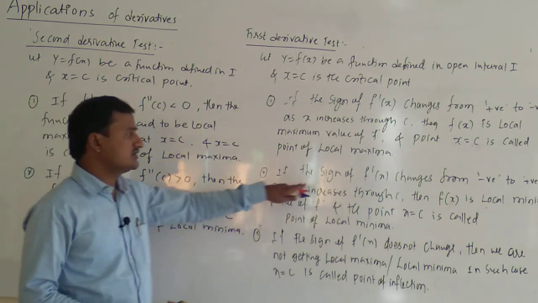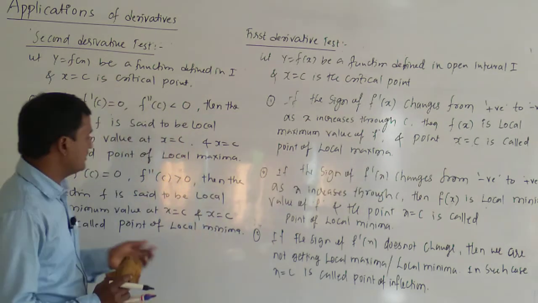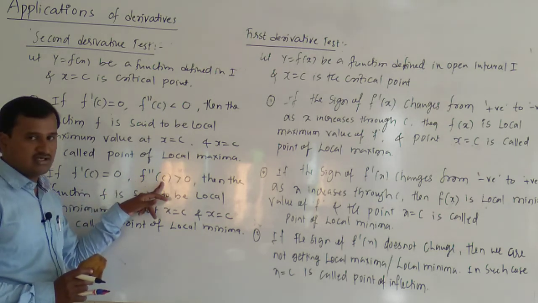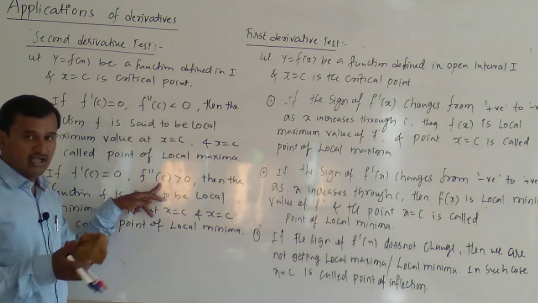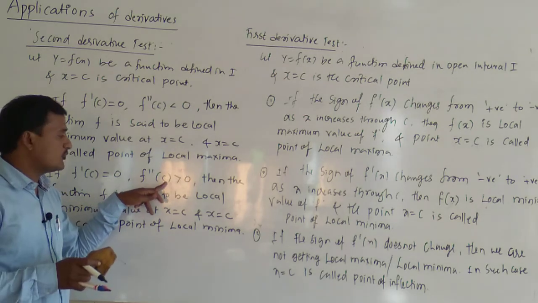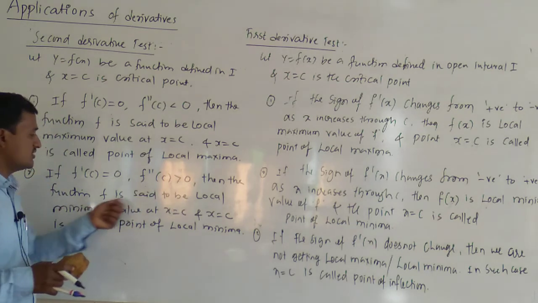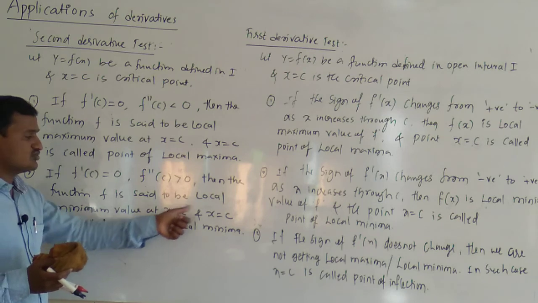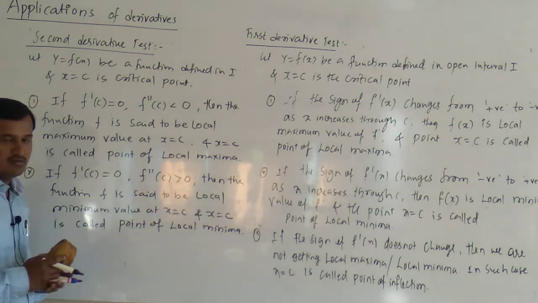Instead of checking the sign of f dash of x from negative to positive, here directly we take f dash of c equal to 0 and f double dash of c more than 0. F double dash of c more than 0 means the second derivative of the function at point c is positive, then the function f is said to have a local minimum value at x equal to c, and x equal to c is called the point of local minima, right?